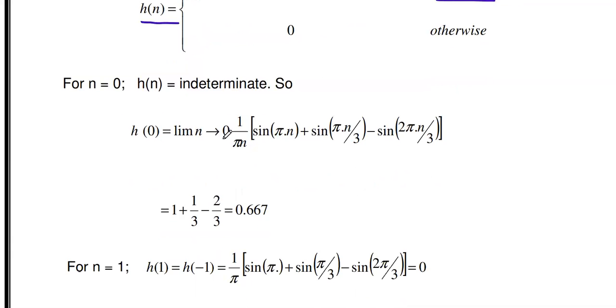Okay, so already you know the thing, that is sine theta divided by theta. You know the answer: limit theta tends to 0, sine theta divided by theta is always 1. So here you see sine pi n by pi n, when n is 0, it is 1. Similarly, you check the next term, sine pi n by 3 divided by pi n.